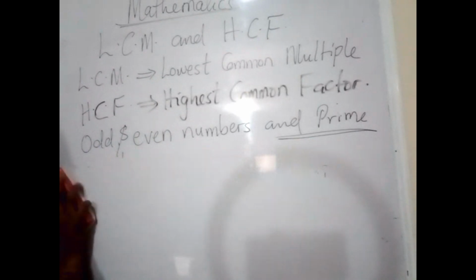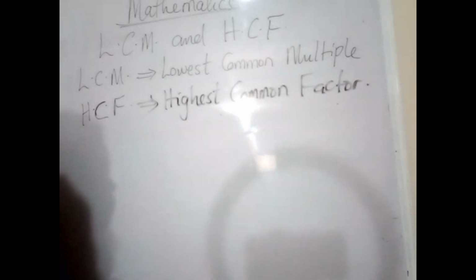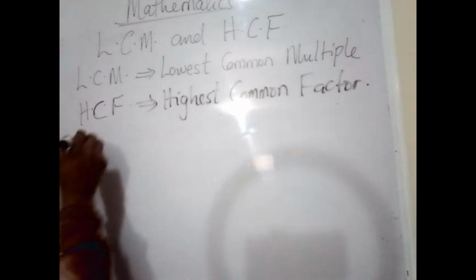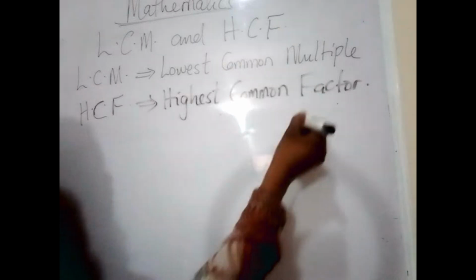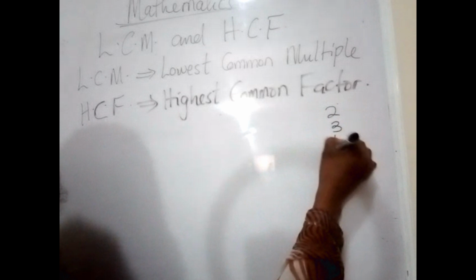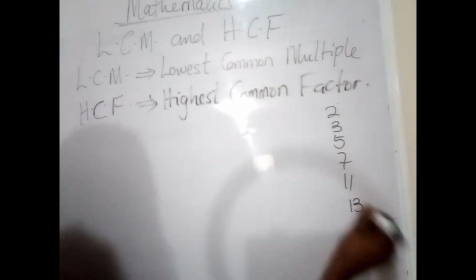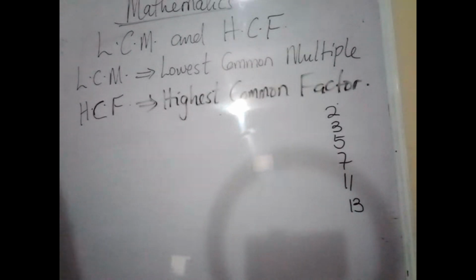But bear in mind, as we are moving on, that prime factors play a major role when we are trying to look for LCM and HCF. Some of the examples of prime factors we gave are 2, 3, 5, 7, 11. It goes on, even 13. Those are some examples of prime numbers. Okay, let's start with lowest common multiple.